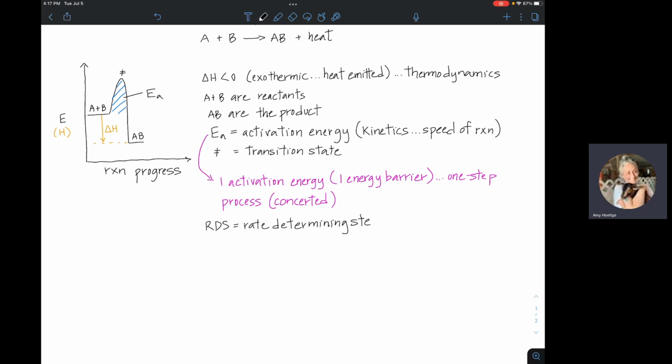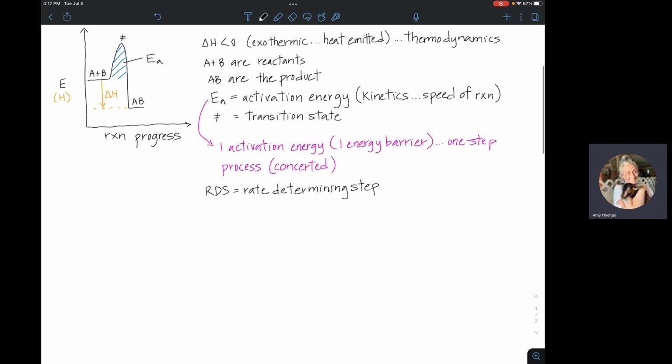In this particular plot, we have one step. So we're looking at a one-step process. I'm only seeing one activation energy, right? So that leads me to believe that this is my rate determining step. It's the only step, right? But if there's multiple bumps, the slowest one will be your rate determining step. The whole entire reaction has to wait for that step, right? It doesn't matter how fast the other ones are. So this is going to be your slow step.